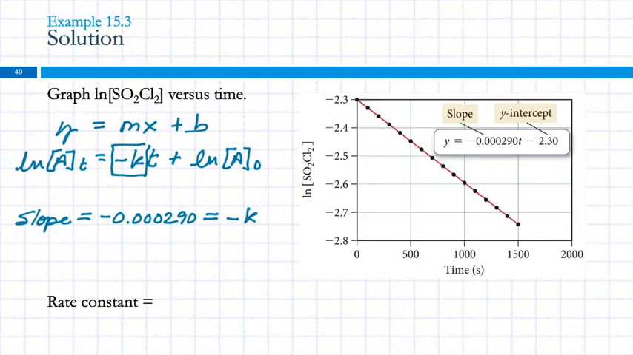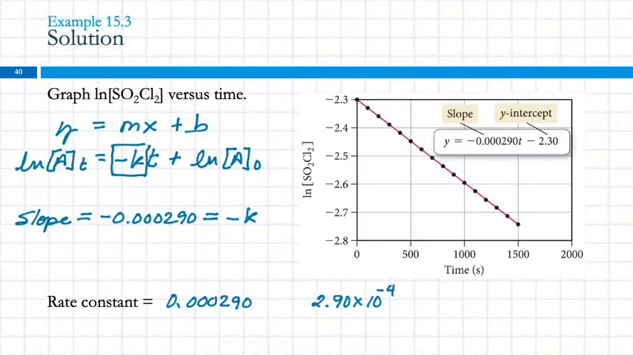So then what's k? Positive 0.000290. Or with that many zeros, it might be good to put it in scientific notation. What are the units? Since it's first order, it's per second.